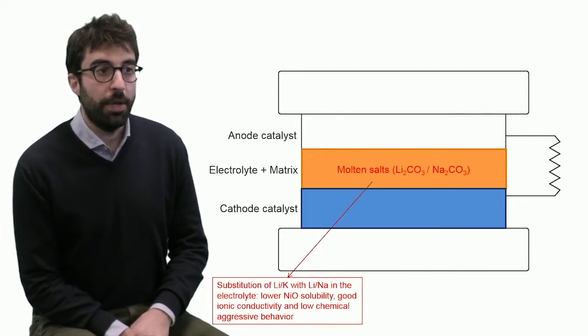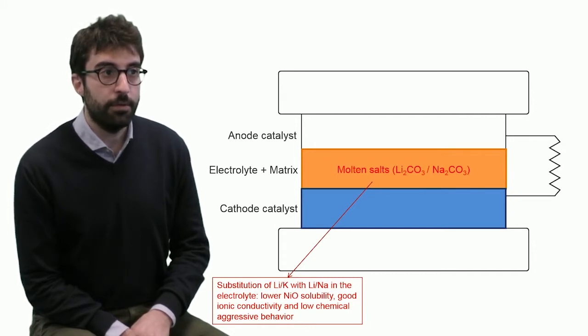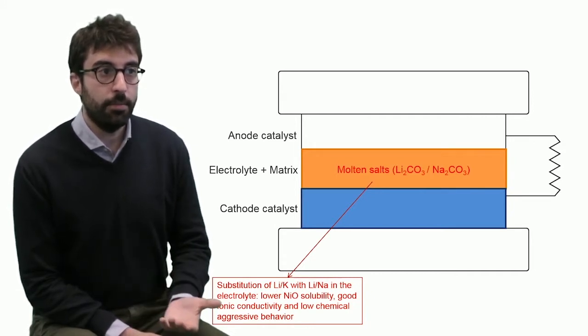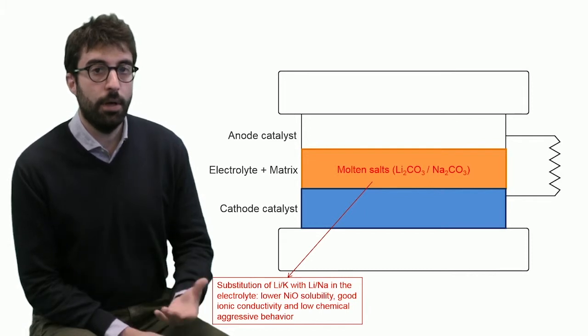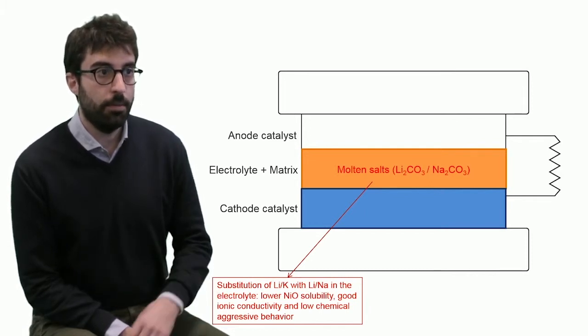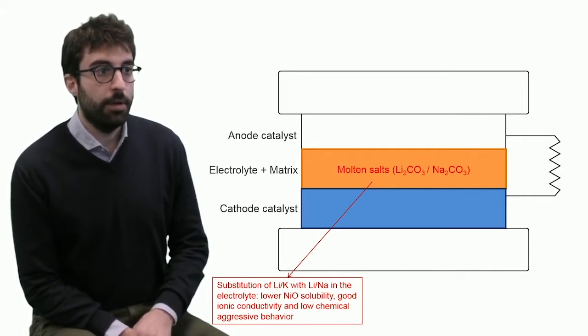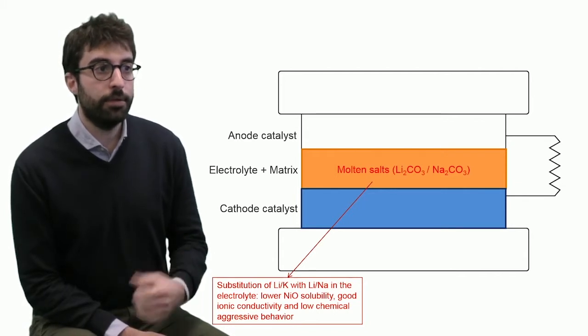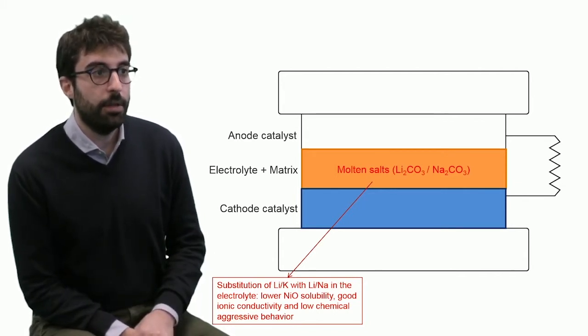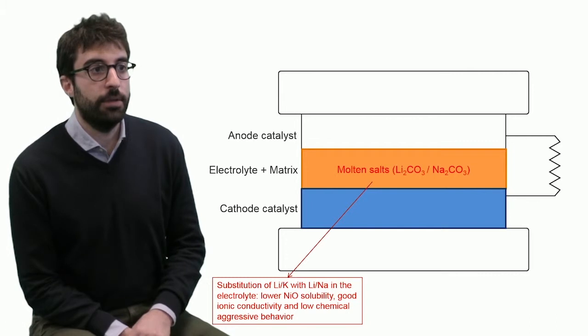Or we can substitute the molten salts with lithium-potassium or lithium-sodium in the electrolyte, which will reduce the nickel oxide solubility while keeping a good ionic conductivity and low chemical aggressive behavior.